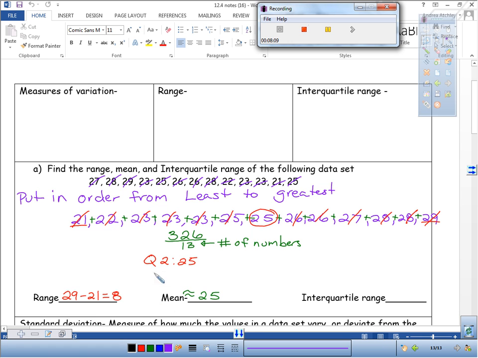Then we're going to need Q1, which is the median of the bottom half of my data. I don't take the 25 because that's the Q2. So then I go 1, 1, 2, 2, and then I have both of them. Since they're the same number, I really don't need to do this step, but just to make sure, remember how to find it. 23 plus 23 divided by 2 should be 23.